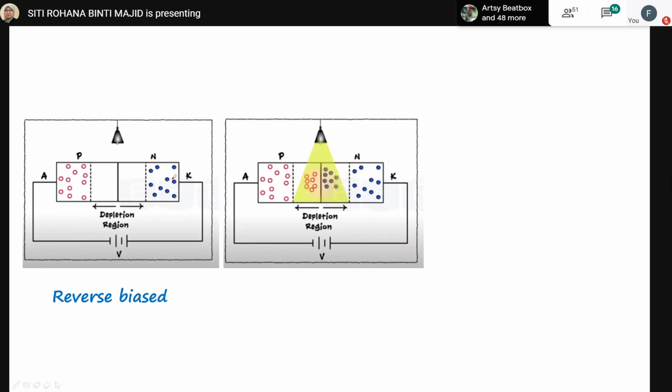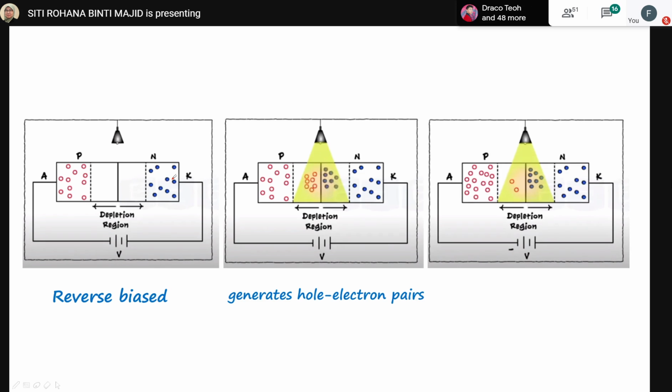Next, when the depletion region is wider, we shine the light. Then it will generate hole-electron pairs, and they will start to move to the opposite sides. And then what will happen? The holes move to the anode, and the electrons will move to the cathode.